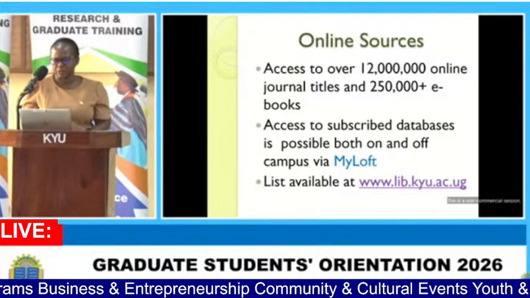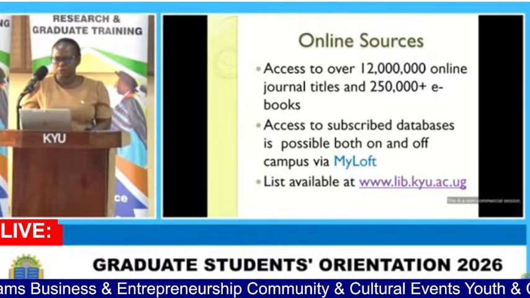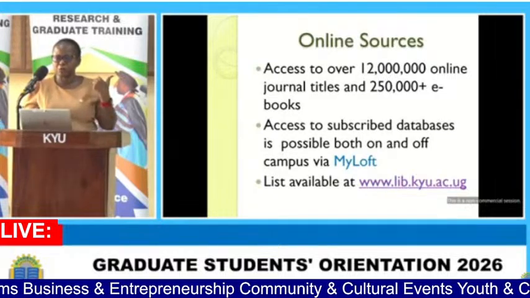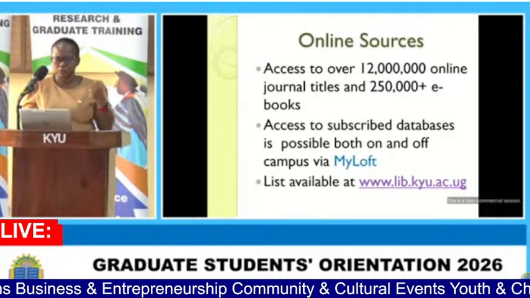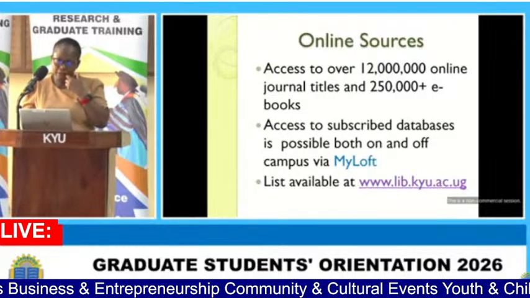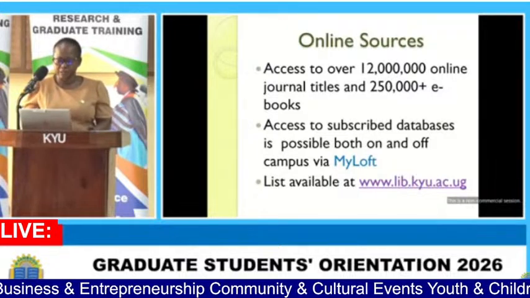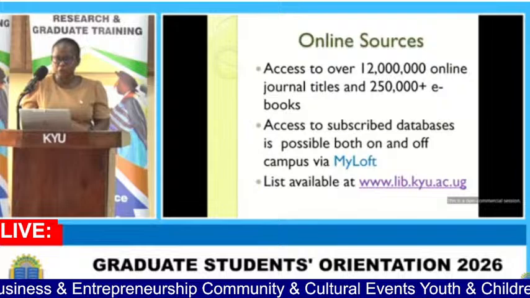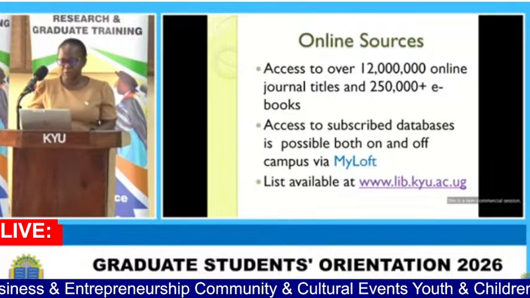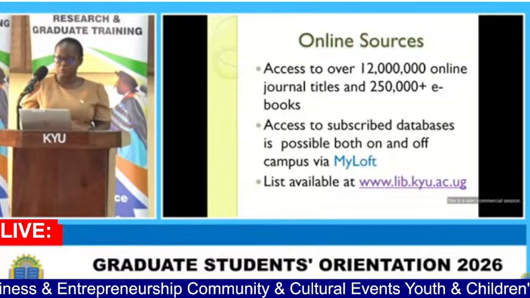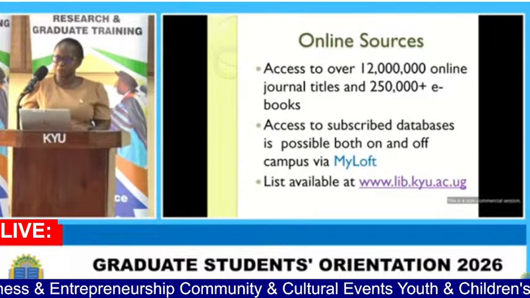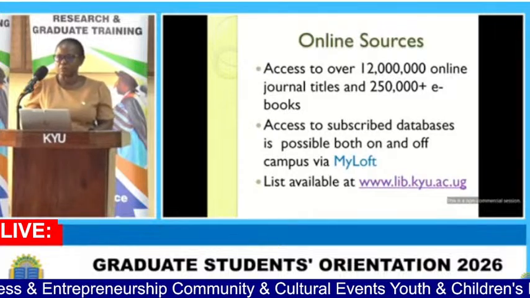We also have online sources, about 12 million online journal articles and 250,000 ebooks and some. So while we talked about the 277 physical, the online sources are more. And so it is incumbent on you to know how to access these resources. Majority of these we have paid for them, meaning you have contributed to the subscription, so use them.